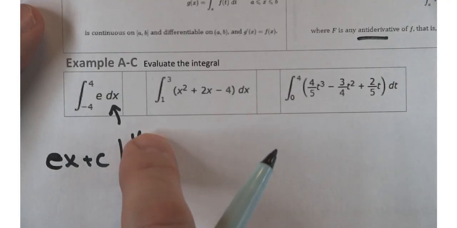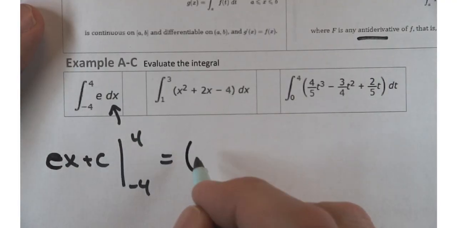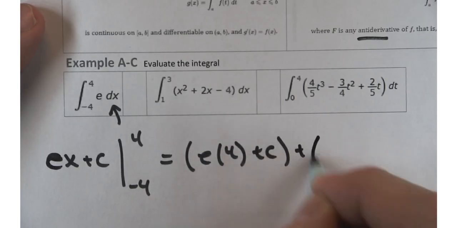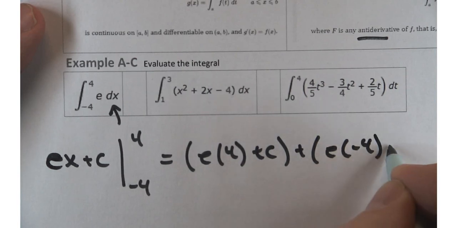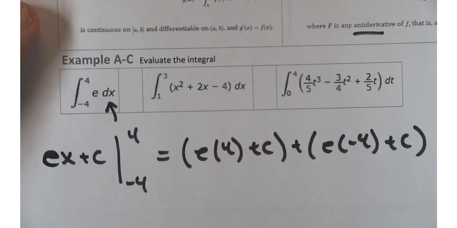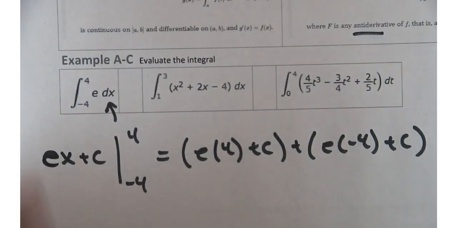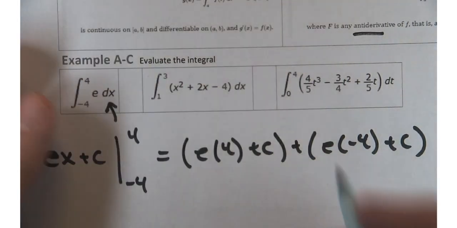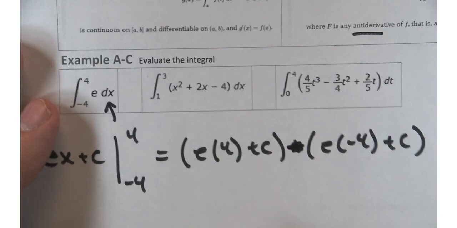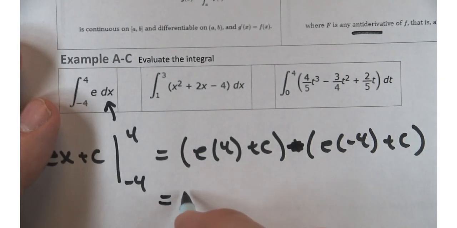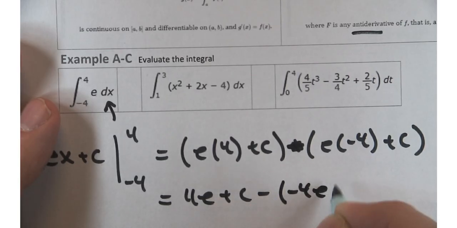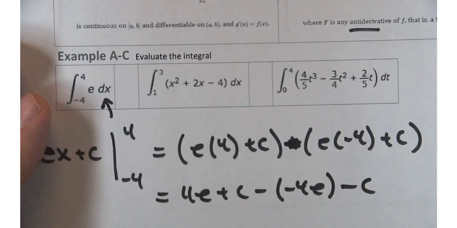So let's put in the 4 from the upper limit. So it's going to be e times 4 plus c, and then a minus sign in between, e times -4 plus c. So what am I going to be left with? It's going to be 4e plus c minus -4e minus c.